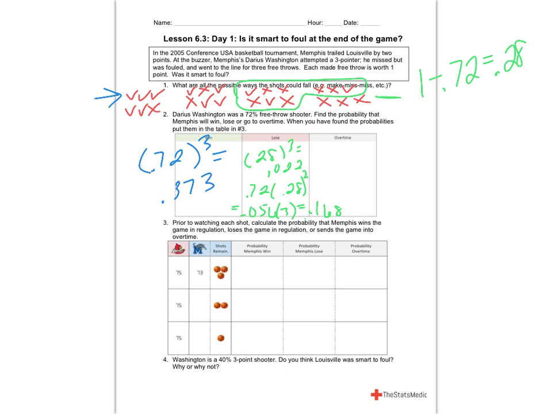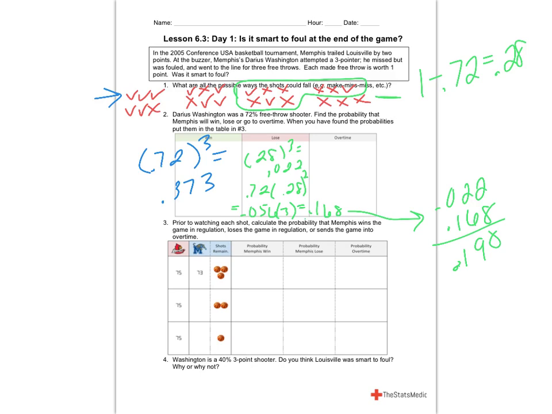So let's come out here to the side and finish that up. 0.022 plus 0.168 gives me a 19% chance that they would lose. So a 0.19 probability that they would lose.